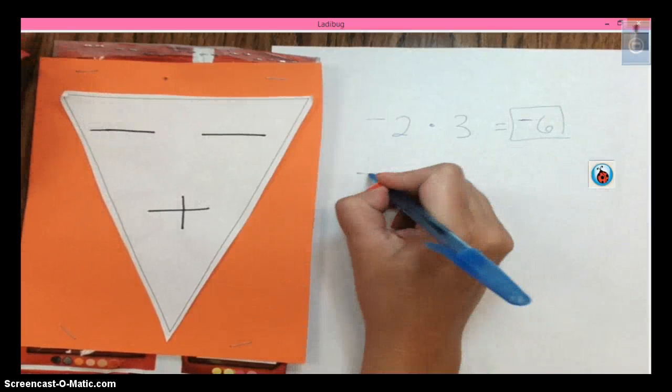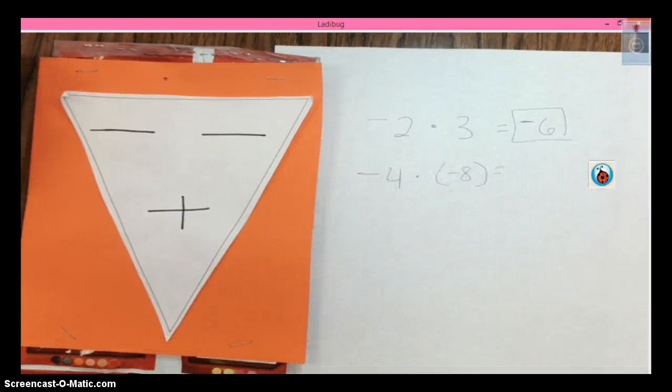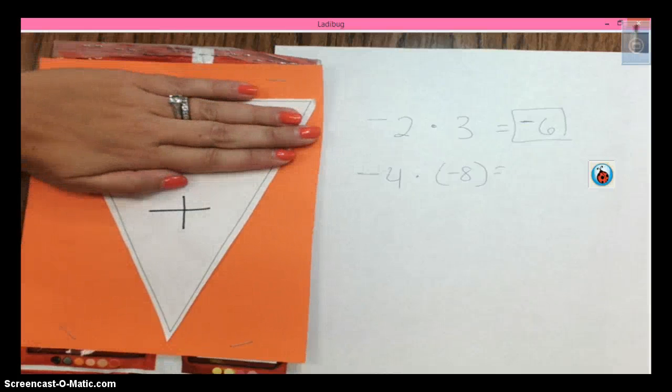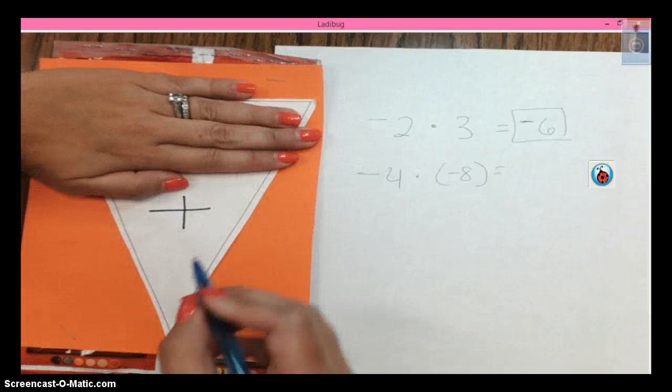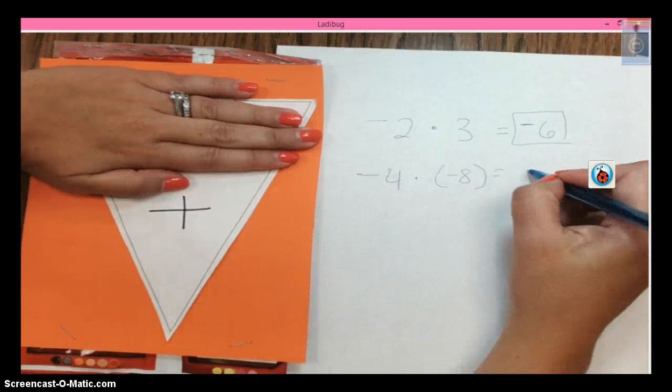If we have a negative 4 times a negative 8, and we cover both negative signs, what are we left with? Positive. And Mr. Dorito helps us remember that a negative times a negative equals a positive.